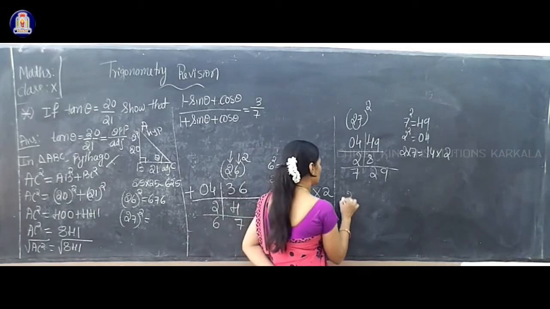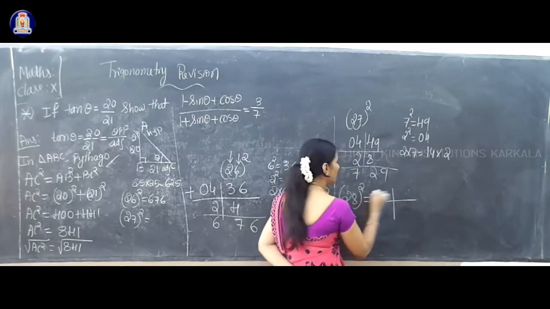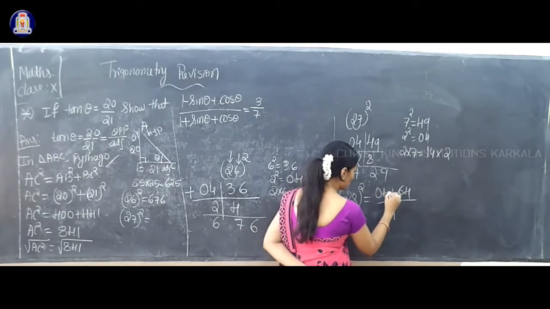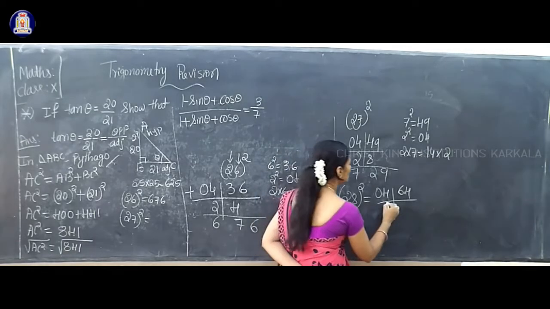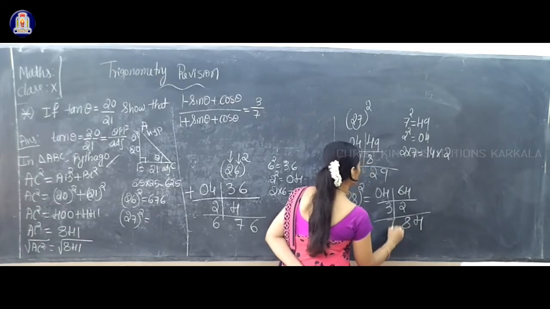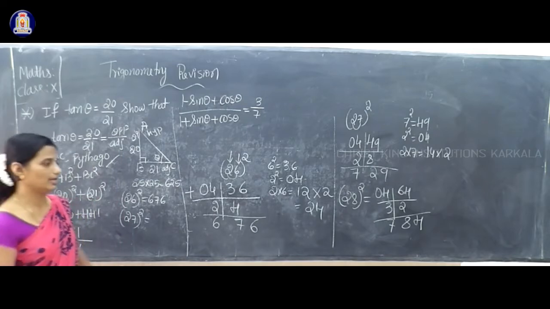Next, 28 square. So how to check? 8 square is 64. 2 square is 4, means 0, 4. So 2 into 8 is 16. 16 into 2 is 32. So how much is it? 4, 8, 7. 784. So 28 square is 784.